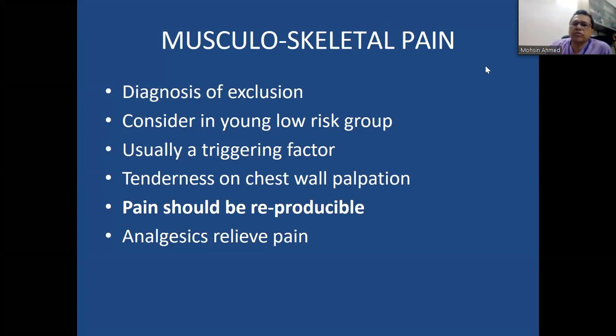Muscular pain is also a disease of exclusion. Consider the young patients, the low risk group, usually with some triggering factor, also some traumatic pain. It should be reversible. Analysis may be relevant.